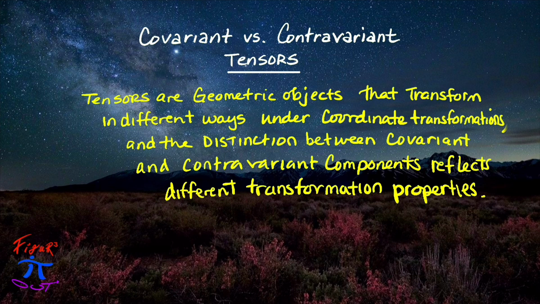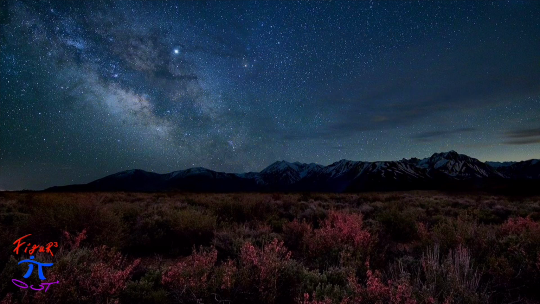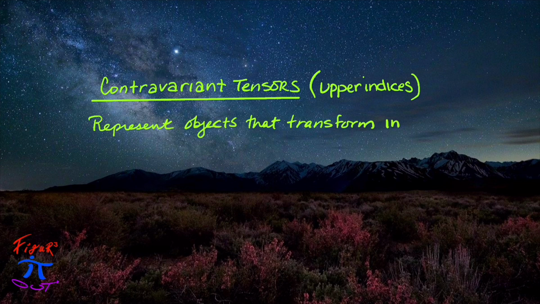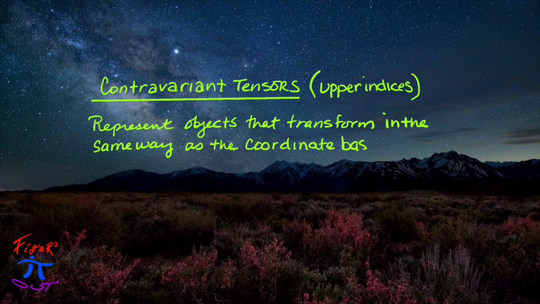So let's break down the key reasons for using each type and why you might choose one over the other in specific formats. Let's start with contravariant tensors with upper indices. These represent objects that transform in the same way as coordinate basis vectors.